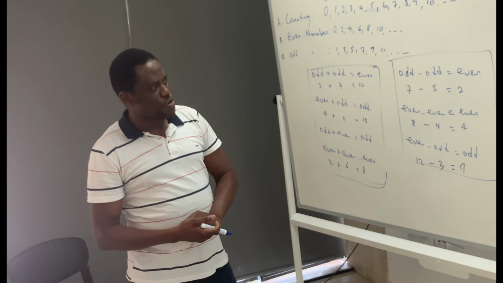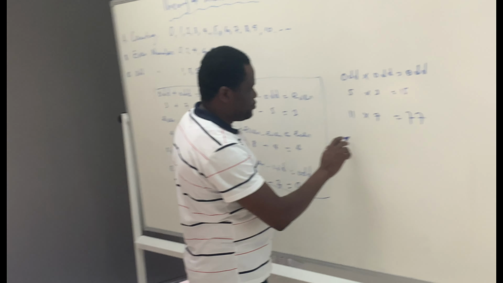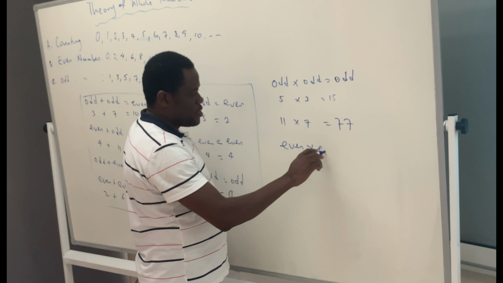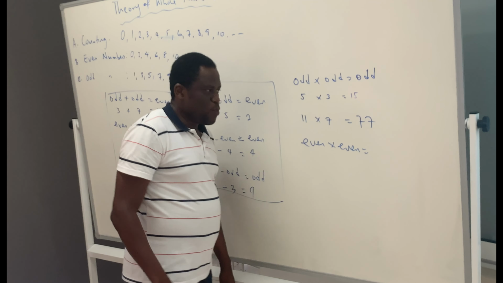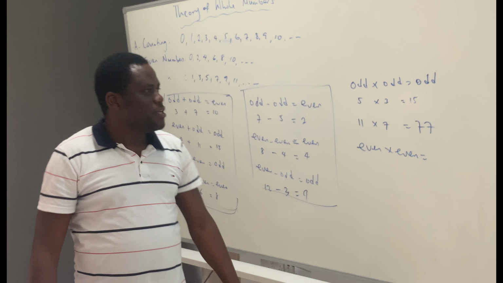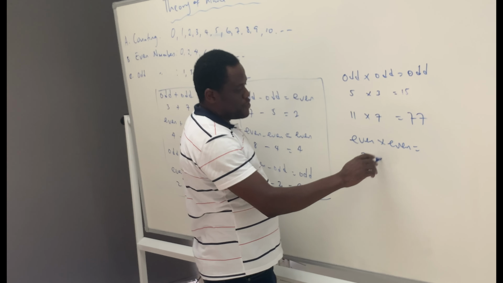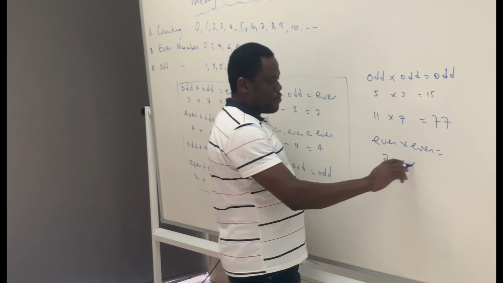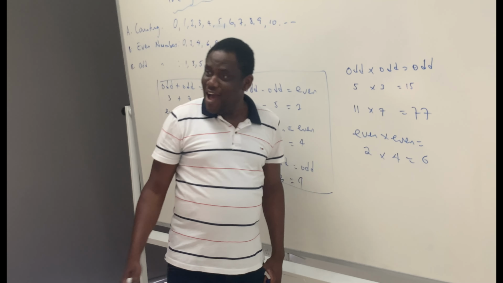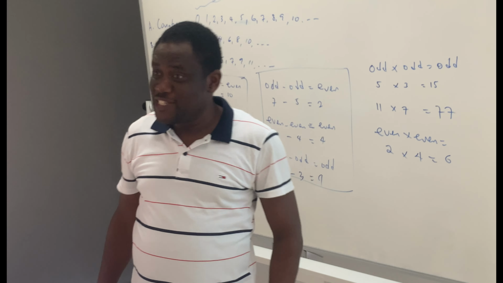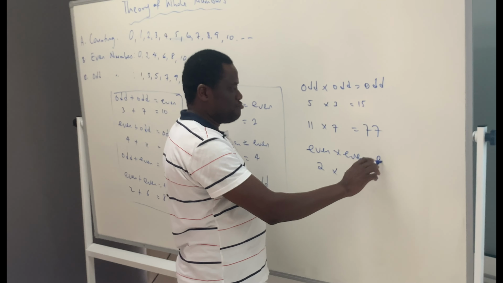Wonderful. What of even times even? Even number times even number. It should give us even, right? Okay, let's check it. Let's say we have 2 as even. We have 4 as even. 2 times 4, 8. So even times even is even.